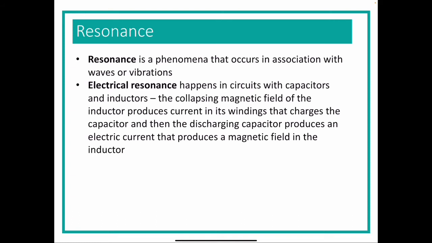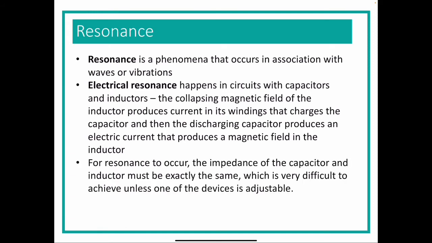So the magnetic field of the inductor collapses, and that produces current, and that charges a capacitor, and then the capacitor discharges, which produces a current that makes a magnetic field in the inductor, and so forth. So this is something that's desired because frequently we need circuits in which the capacitors and inductors are at resonance. The way this works is the impedance, or how much the capacitor and inductor impede current from flowing through the circuit, has to be exactly the same.